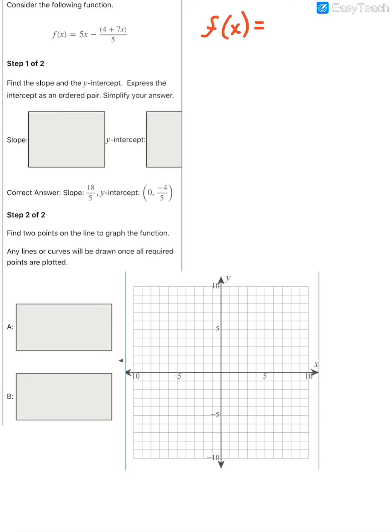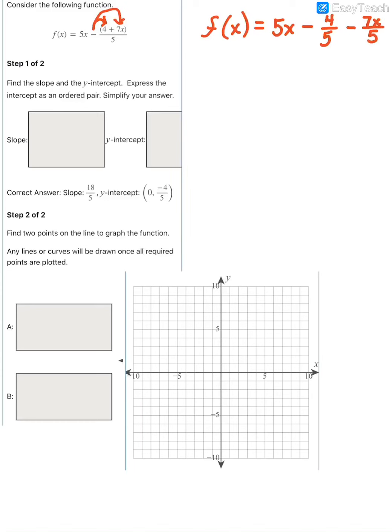But what I'm going to do first is go ahead and distribute the negative sign. So I've got the 5x, and then I'm going to split those terms apart as I do. So I'll get a minus 4/5, and then I'll also get a minus 7x/5.